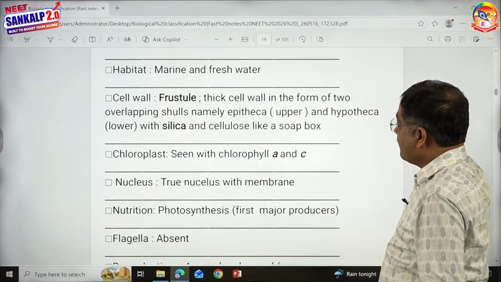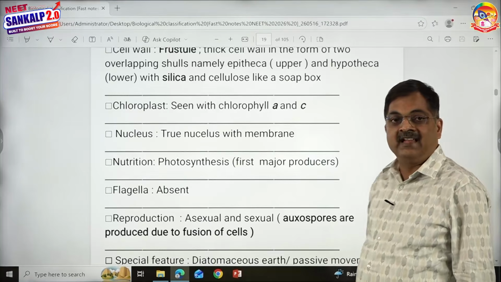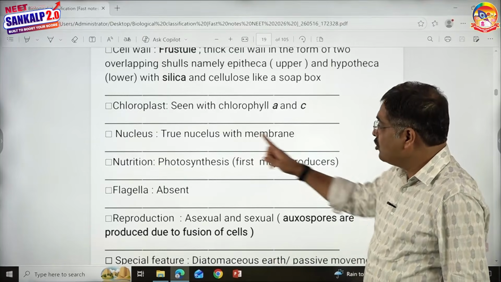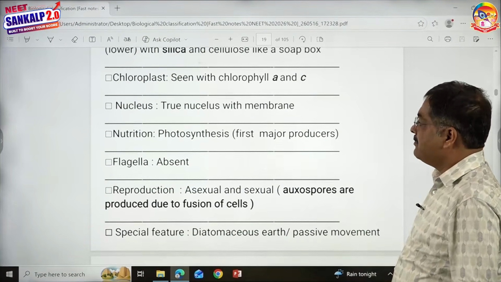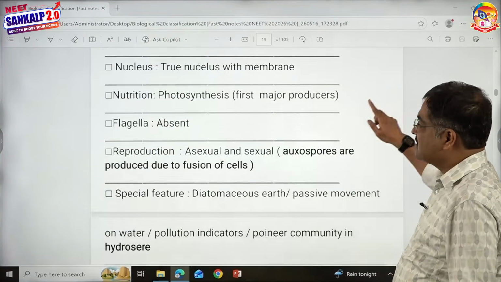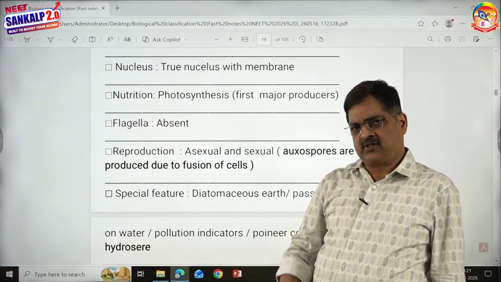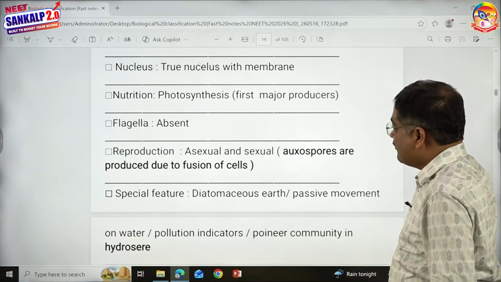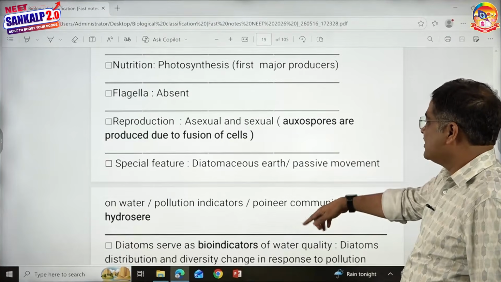Silica. Chloroplast, seen with chlorophyll A and C. Nucleus, true nucleus with membranes. Nutrition, photosynthetic, first major producers. Flagella generally absent, okay? Now reproduction may be asexual or sexual.